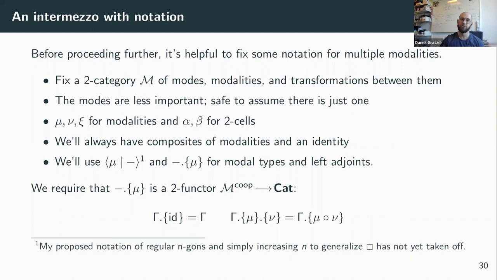So in particular, locking by the identity is the identity, and locking by a composite is locking by a composite. And you'll notice that I'm going to slip up a lot and use the phrase locking to describe this left adjoint. Historically, the notation for this was a little lock symbol, but I've taken to using the brackets recently.